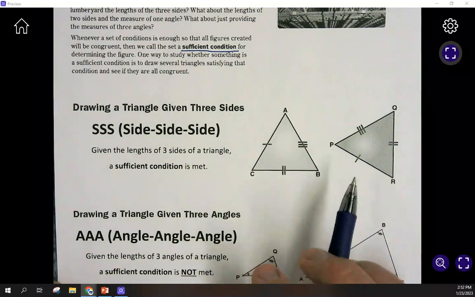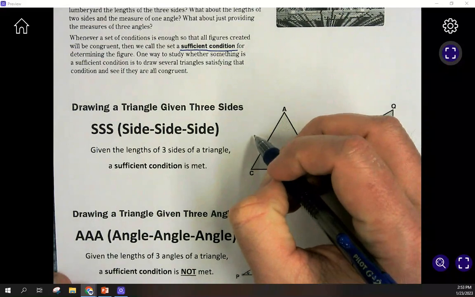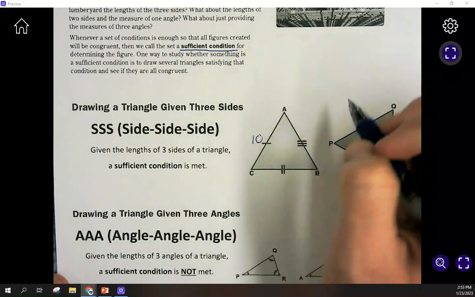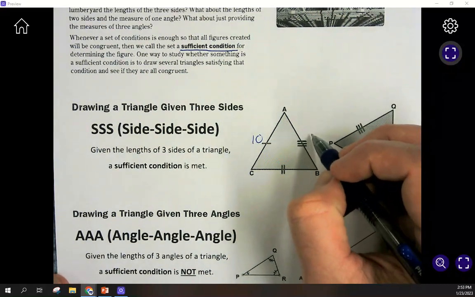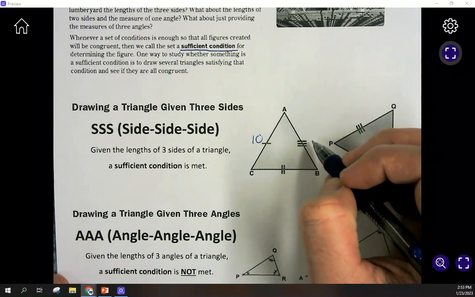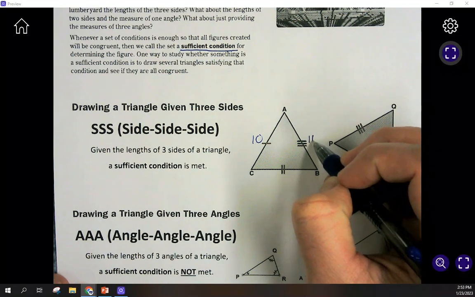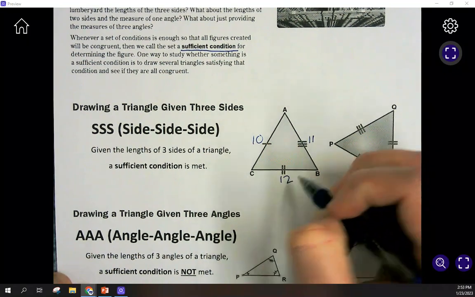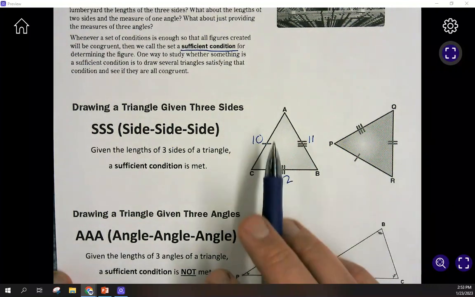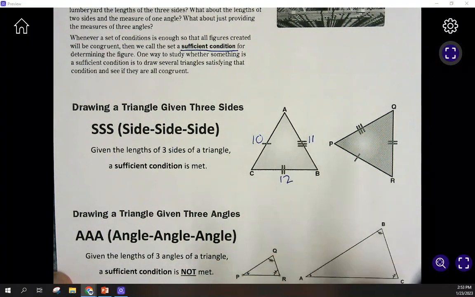So specific to the drawing of triangles, what we're talking about here is if you were given these lengths, so let's say this length was 10. These look to be equilateral triangles, but let's just say they were really close, like 11 and 12. They do appear to all be the same length, but let's just say I tell you to draw a triangle with these side lengths.